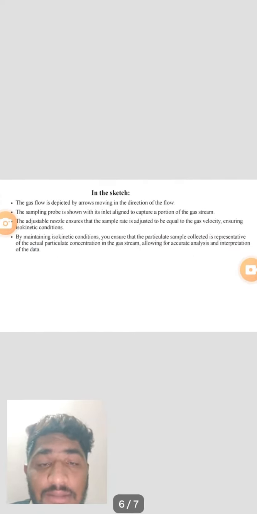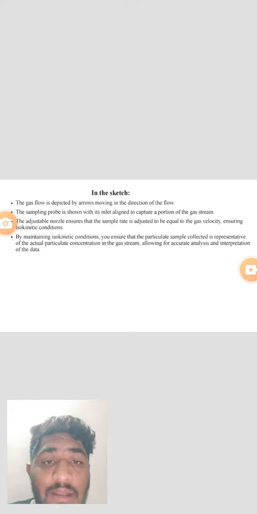In the sketch, the gas flow is depicted by arrows moving in the direction of the flow. The sampling probe is shown with its inlet aligned to capture a portion of the gas stream. The adjustable nozzle ensures that the sample rate is adjusted to equal the gas velocity, ensuring isokinetic conditions.